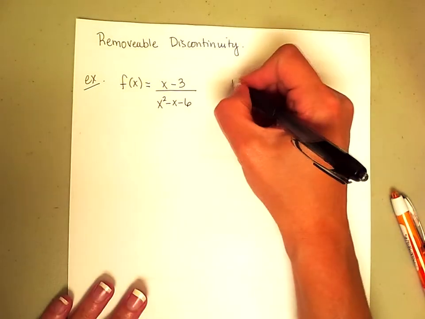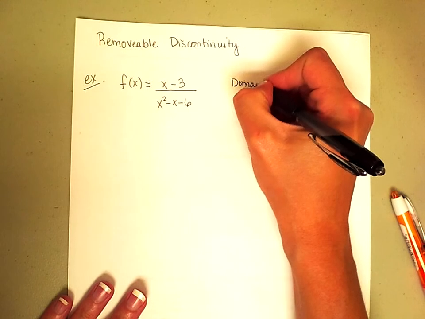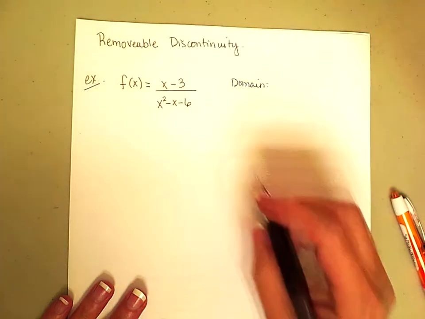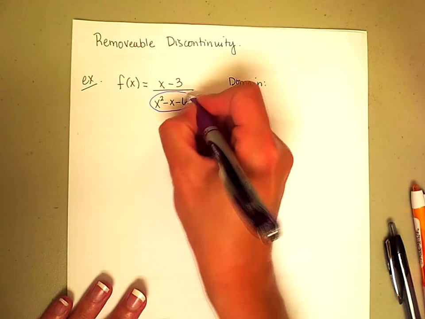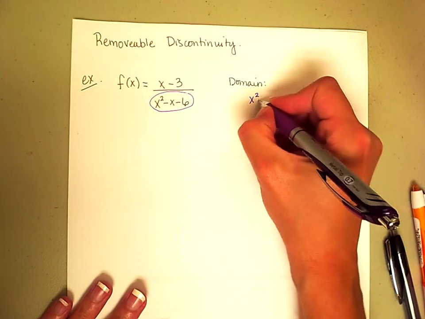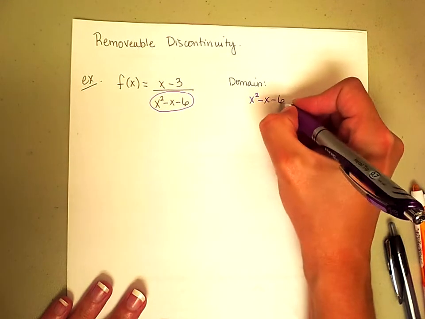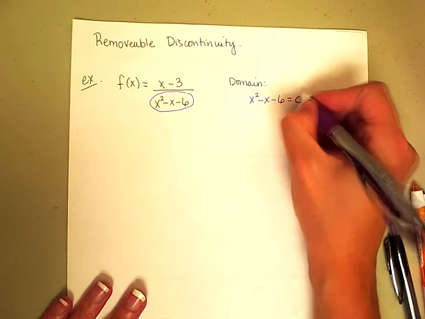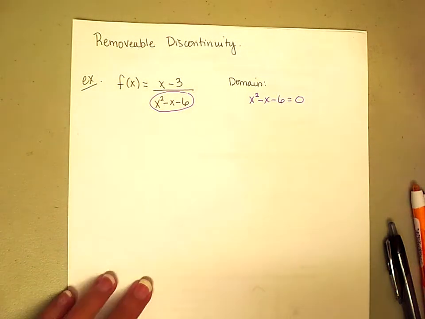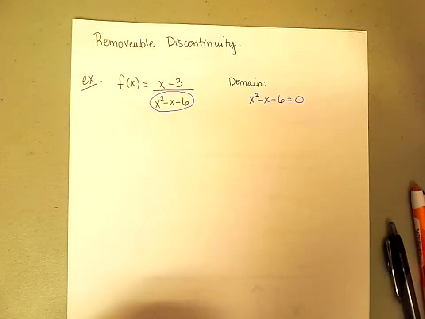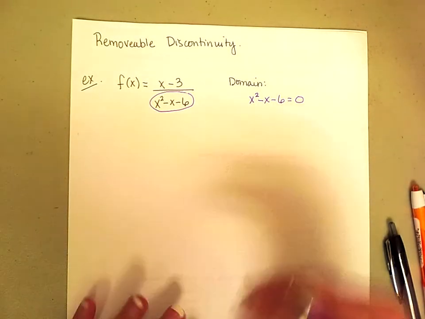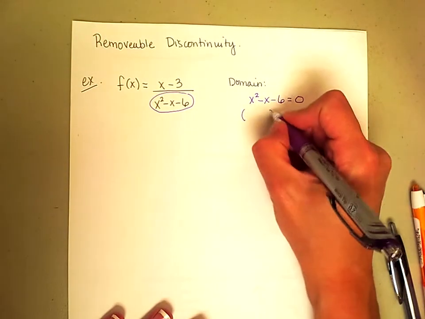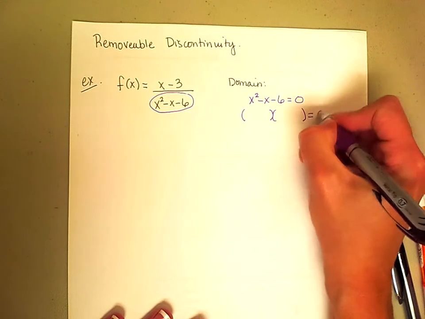Now first of all, we want to find the domain. So with that, we're going to take the denominator, x squared minus x minus 6, and find out when that equals 0. Because when it equals 0, those are values of the domain that we need to exclude. So this is a simple factoring exercise.